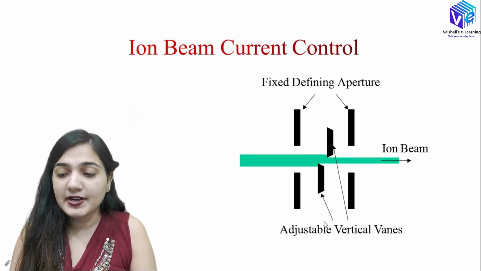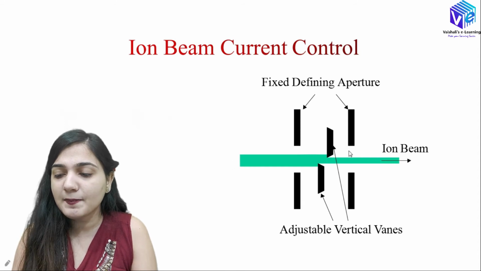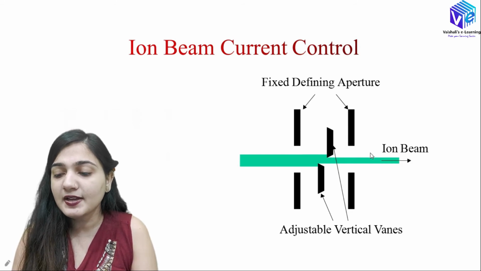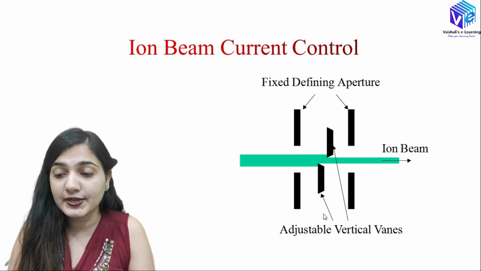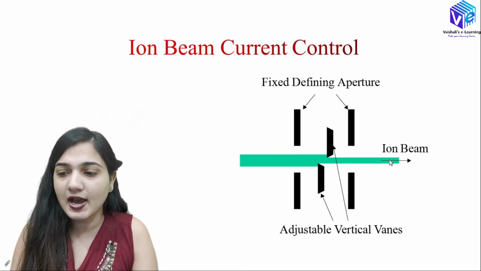The ion beam current control, you can see we are using different apertures. If I want more current, I will be using this aperture so that more of the beam will be passing through. If I am using this aperture, which means I am restricting the ion beam, so only this beam is passing, which is restricted with the help of this slit. So this is called the adjustable vertical vanes, and this is the fixed defining aperture. In between the fixed defining aperture only, I am adjusting these vanes so that I will be getting the adjusted current as the ion beam.